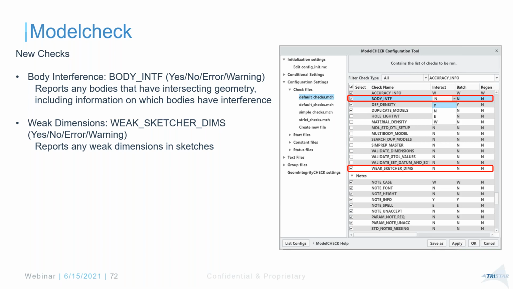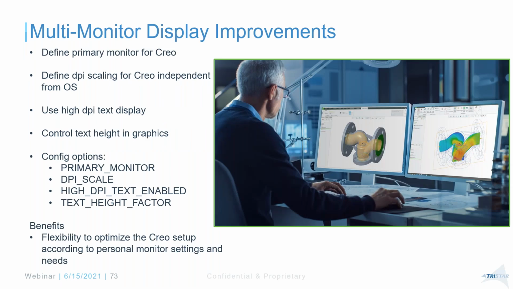Same with bodies, right? Now that they've introduced bodies in Creo 7, there was a check for if there's a body or not, but now if there's an interference in the bodies, you can have it warn you in the model checks. And finally, the multi-monitor display.